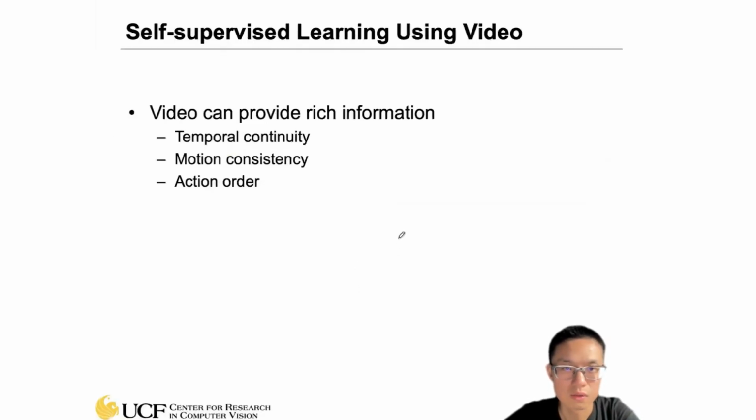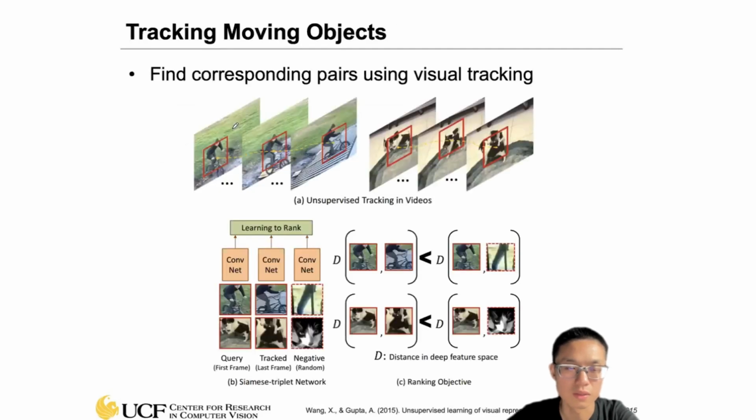The next category I want to talk about for self-supervised learning is using information contained in the video. The video can provide rich information: temporal continuity, motion consistency, and action order. So video naturally provides a supervision signal, which is time. That's the inherent supervision information contained in the video. We don't have to generate any label. So time is an inherent supervision signal we can leverage to train the network.